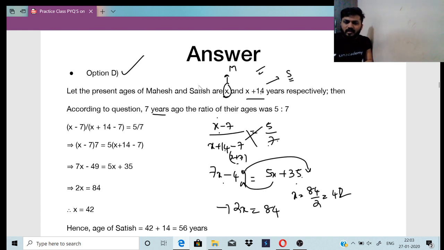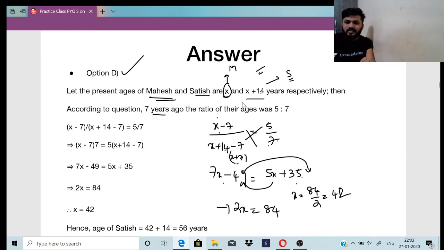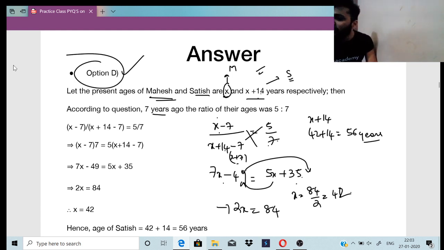What is x? X is the age of Mahesh. हमें किसका find out करना है? We have to find out the age of Satish. तो Satish age is x plus 14. So x is 42, and Satish is 42 plus 14, which is 56 years. Option D. Clear everyone? Understood this?